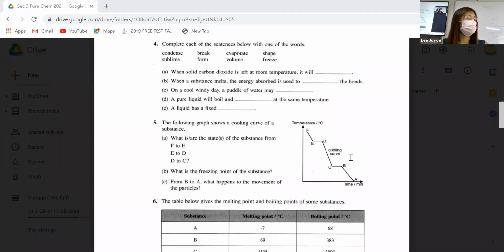Okay, now I'll be going through question 5 and 6 very quickly before we go into question 7 onwards. Questions 7 to 10 are examples of the structured questions that I want to use to explain to you the standard template that you can use for answering such questions. So very quickly, question 5, F to E, Zachary, answers.